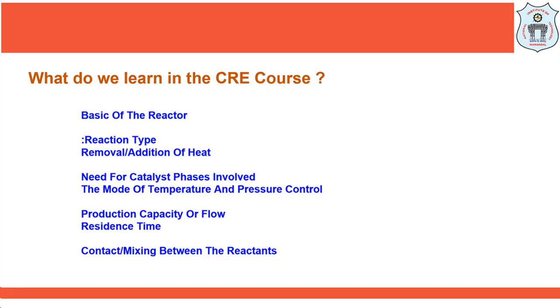Okay, so in chemical reaction engineering, we learn about how to design a reactor for a desired conversion of a reactant into a product. Okay. So in this we are going to see what is the basis of the reactor, what type of reaction is used, what is the need of a catalyst in a phase, what is the mode of temperature and pressure control, the contacting pattern, effectiveness of a chemical reactor, and more importantly the residence times also, right?